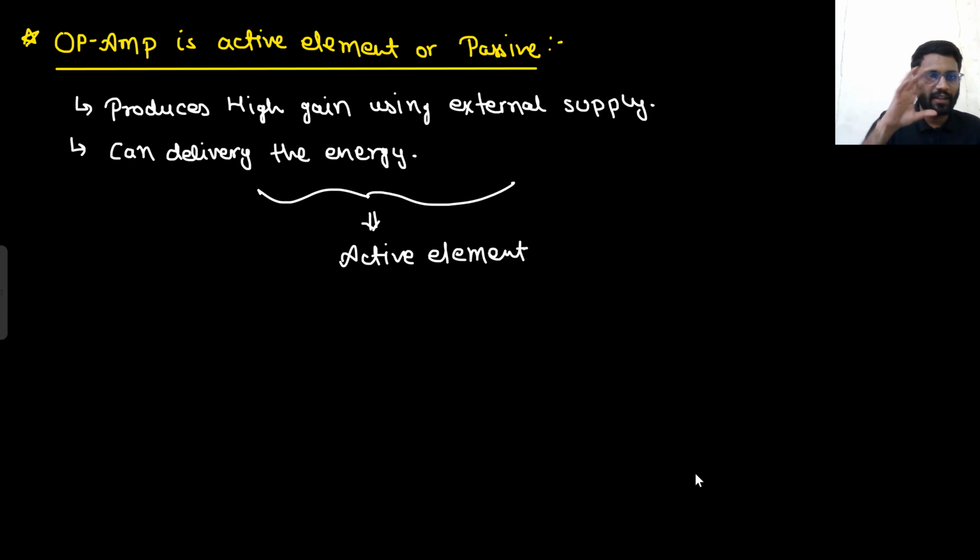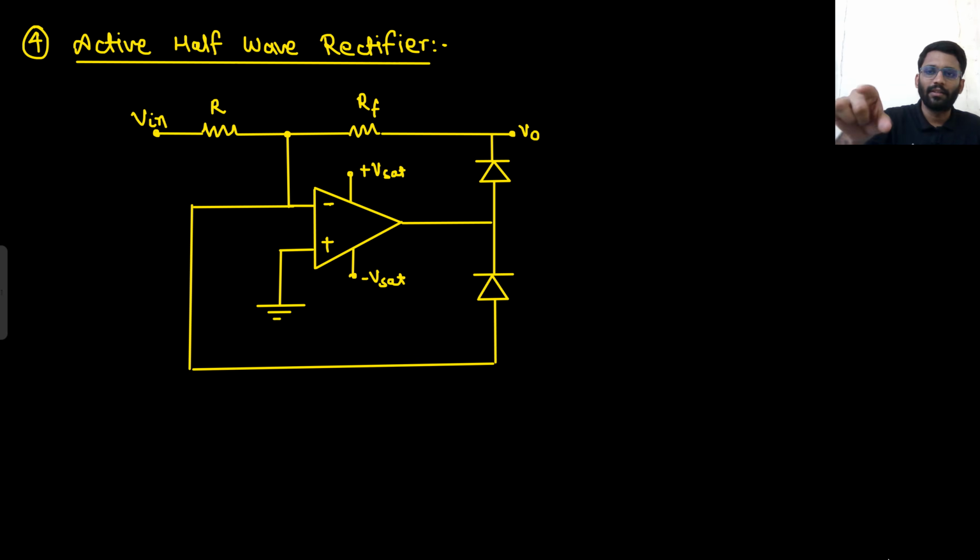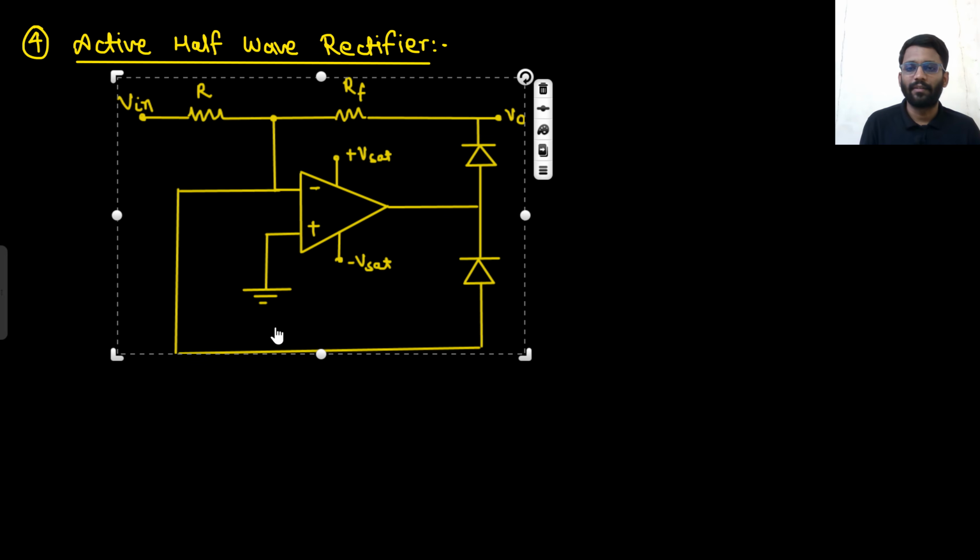When you study different applications of OpAmp, you will see again and again written: active half wave rectifier, active filters. What do you mean by active? Active means you are using an OpAmp there. So what do I mean by active half wave rectifier? I am using an active element, that is, the OpAmp. You are certainly using passive elements there, this RF and this resistor. But you are also using one active element, the OpAmp. That's why it is called an active half wave rectifier.